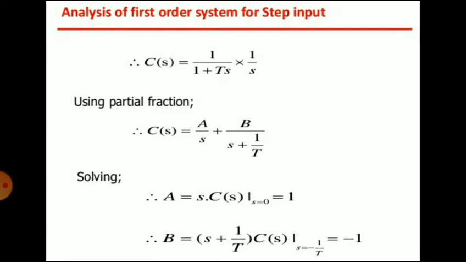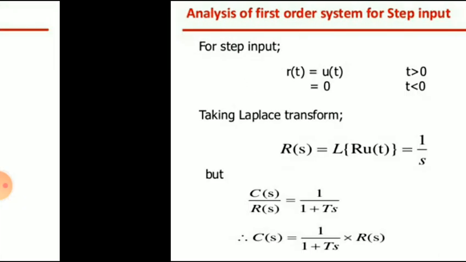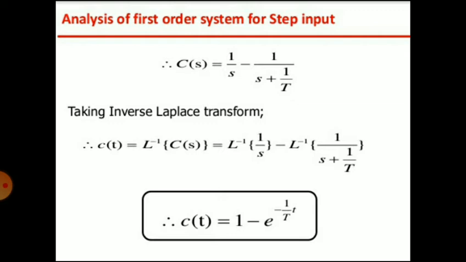after partial fraction, we get the expression Cs equal to A upon S plus B upon S plus 1 upon T. So put the value of A and B, A is equal to 1 and B equal to minus 1 in this expression. So you will get Cs equal to 1 upon S minus 1 upon S plus 1 upon T. Now take the inverse Laplace transform. So you will get Ct.